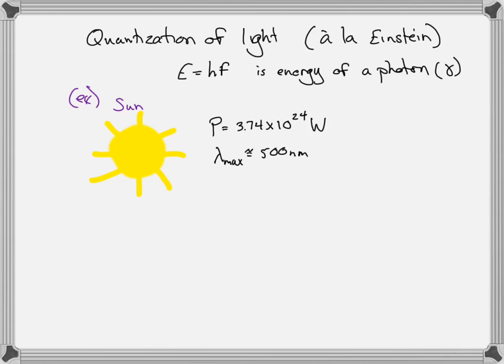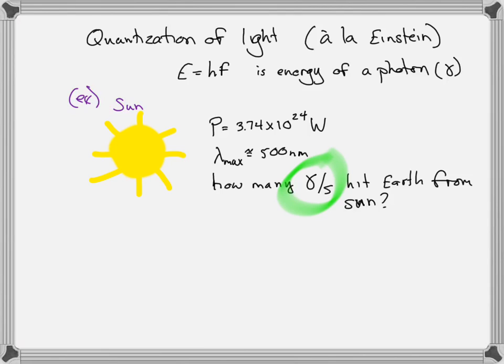And let me just ask a question. How many photons per second hit the Earth from the sun? So again, notation, this is photons per second. Okay. How are we going to figure that out? Well, let's think about it.